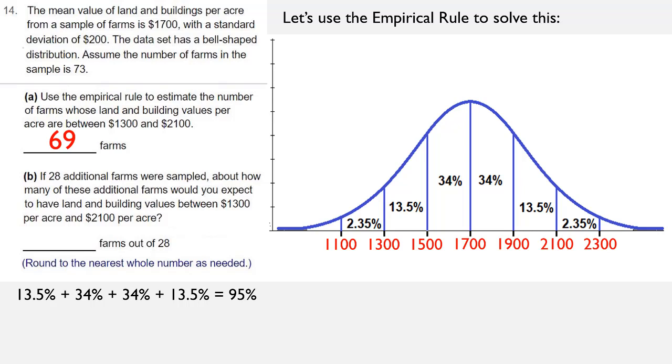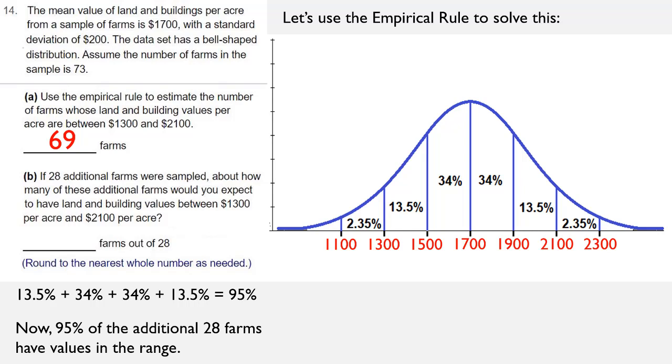In part B, we still have the same 95% because we're still asking a question about 1,300 to 2,100. But now we're adding 28 more farms. So we would expect 95% of these 28 farms to have a value between 1,300 and 2,100.